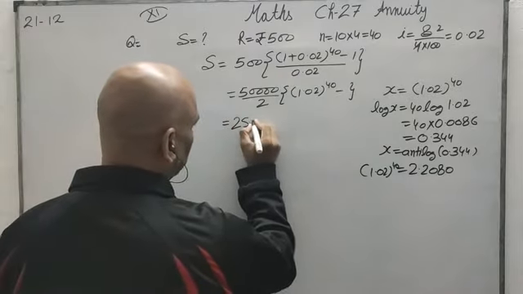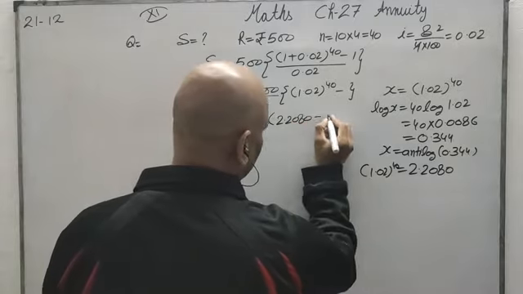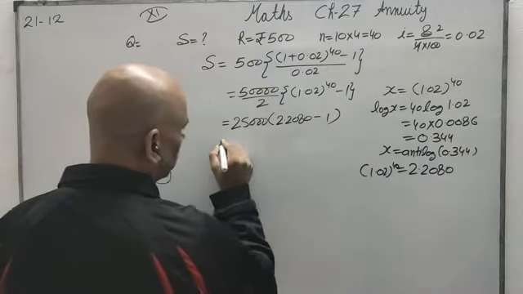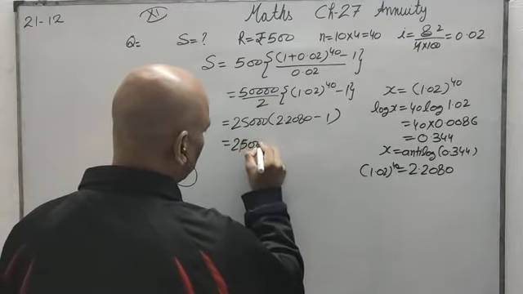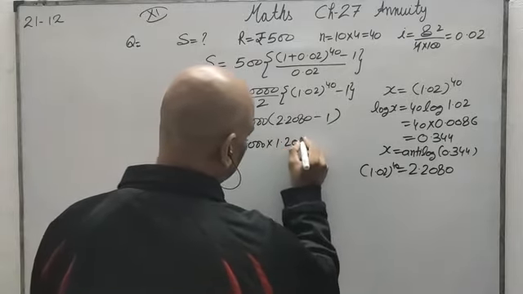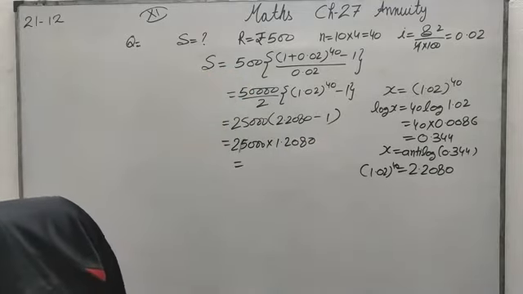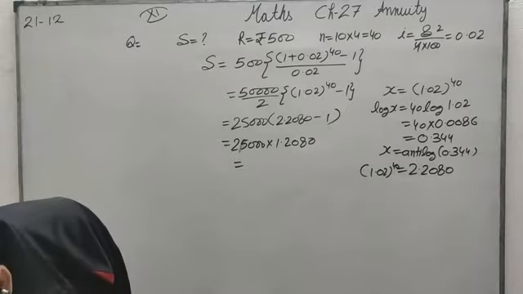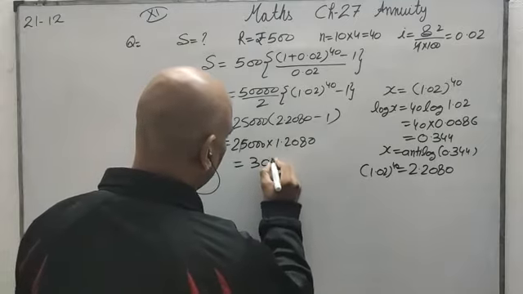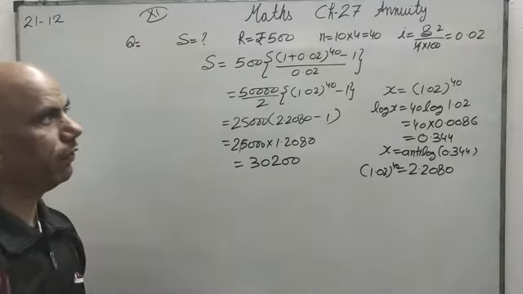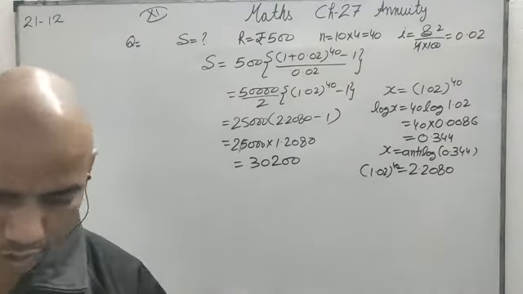We are going to use it here. This is 25,000 into [2.2080 minus 1], so 25,000 into 1.2080, and that is giving us 30,200. So this way we will calculate in case of quarterly or half yearly or even monthly.